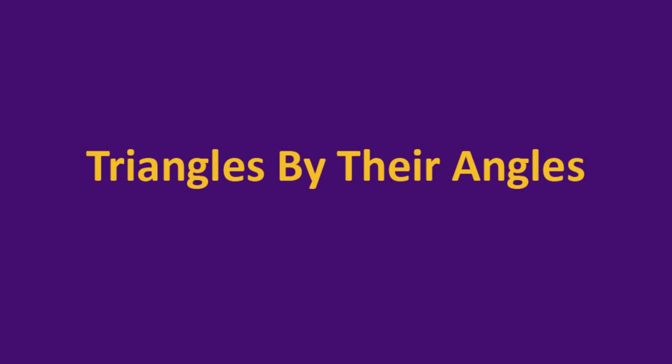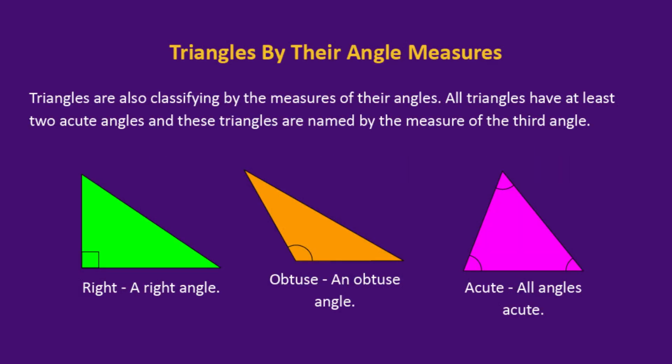Triangles can also be classified by the measures of their angles. Each triangle has at least 2 acute angles, and the third angle determines its name. Speaking of angles, remember that an angle whose measure is exactly 90 degrees is called a right angle. An angle that is greater than 90 degrees but less than 180 degrees in measure is called an obtuse angle. And an angle that is less than 90 degrees in measure is called an acute angle, where obtuse means wide and acute means sharp. With those angles known, a triangle with a right angle is a right triangle, a triangle with an obtuse angle is an obtuse triangle, and a triangle whose angles are all acute is an acute triangle.